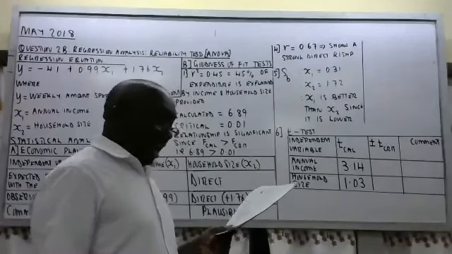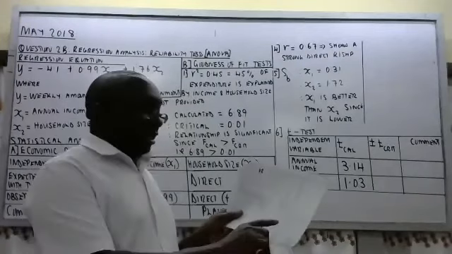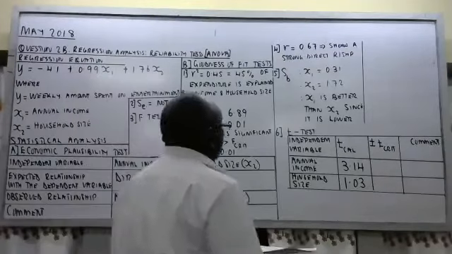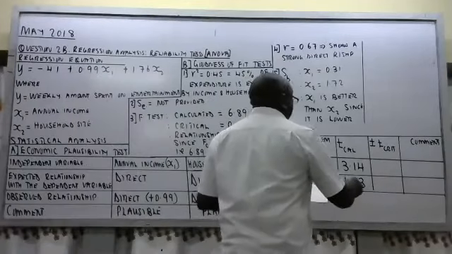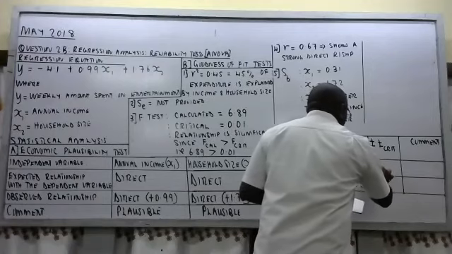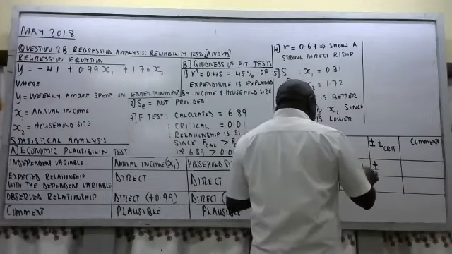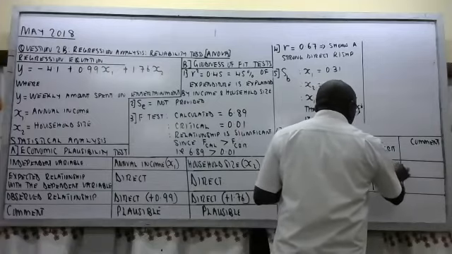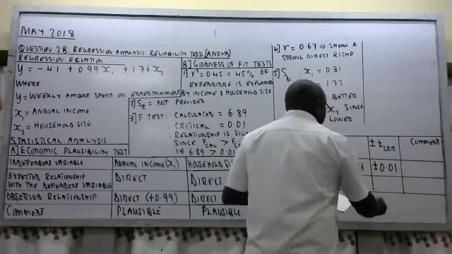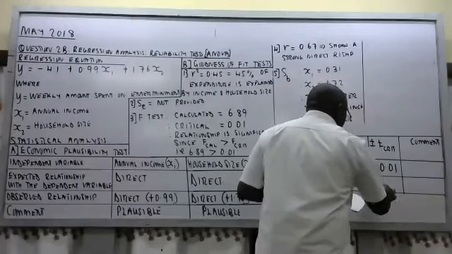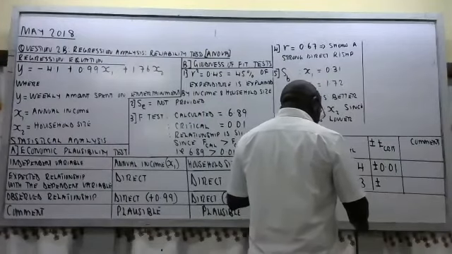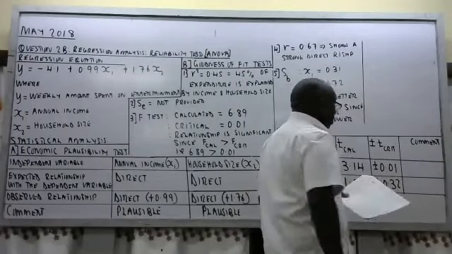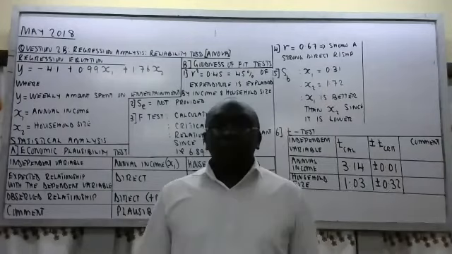Higher. For the critical, they have written the P value. So for the annual income, it is plus or minus 0.01. Then this one plus or minus 0.32.